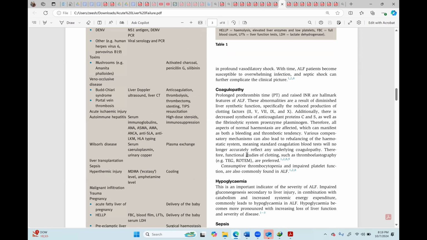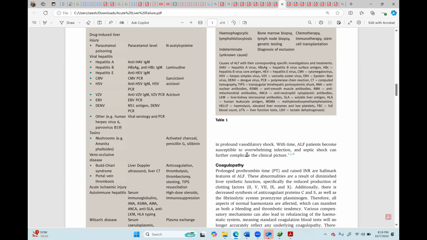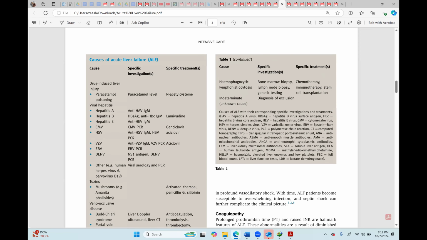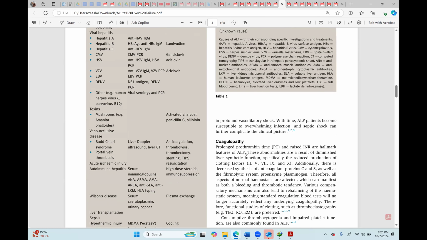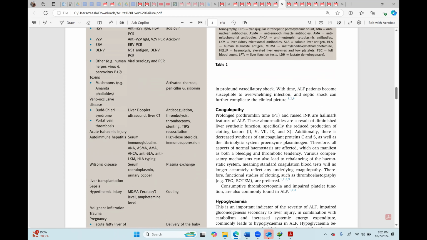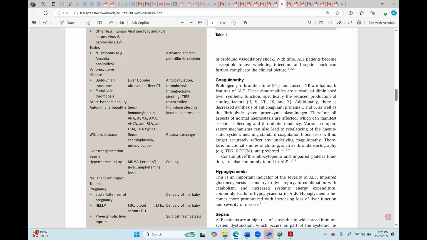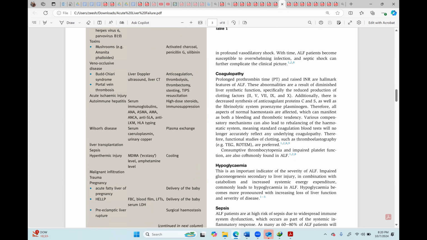Wilson's disease. You see, they have put a very good, specific treatment for each. For paracetamol, it's N-acetylcysteine. For hepatitis, antiviral lamivudine. Okay, ganciclovir. For mushroom there is activated charcoal. Amanita, this penicillin G. Okay, Budd-Chiari syndrome, anticoagulation, thrombolysis, thrombectomy, portal vein thrombosis. Okay, and then acute ischemic injury. Okay, Wilson's, we saw before, specific, this plasma exchange.